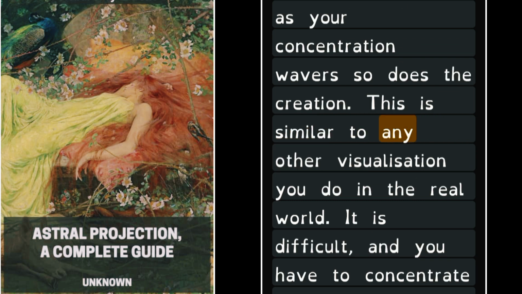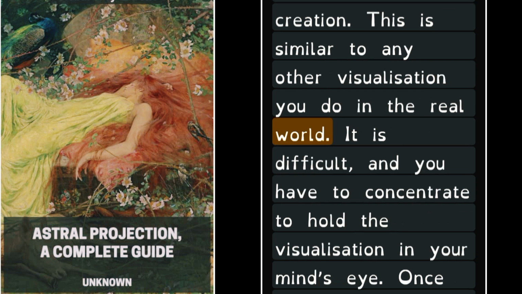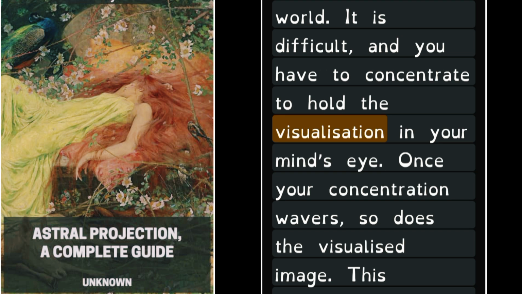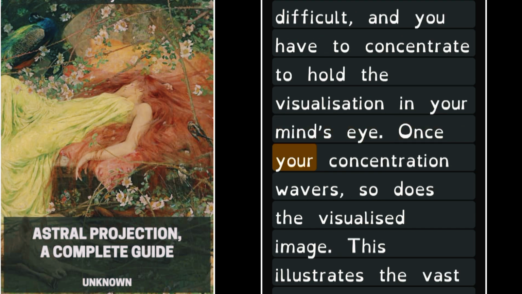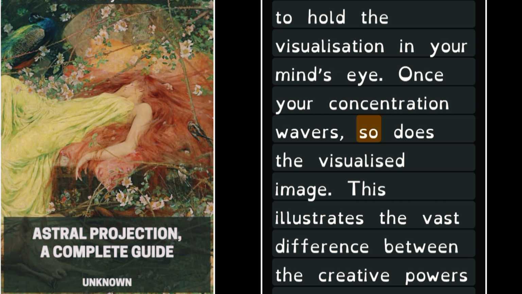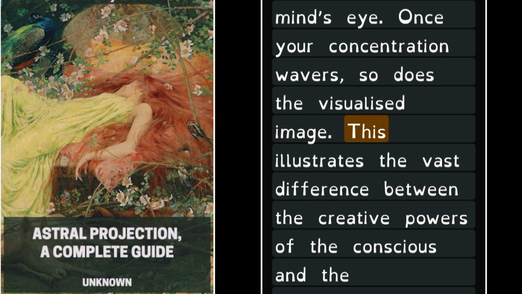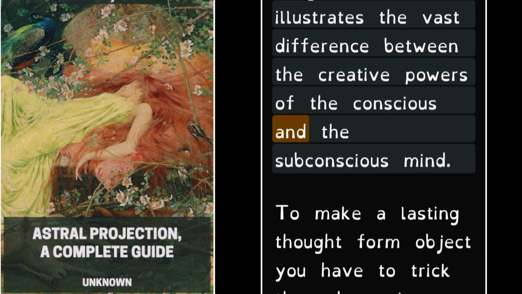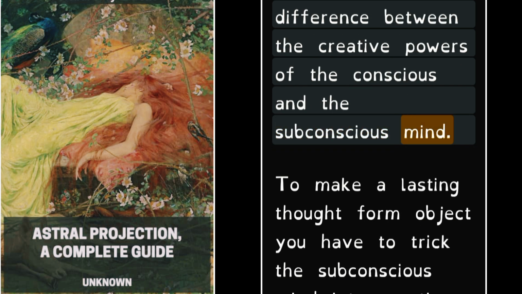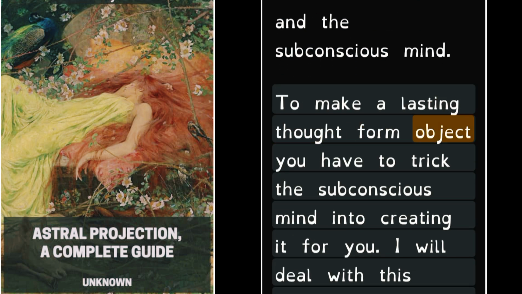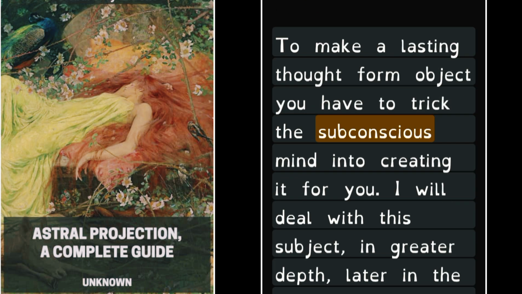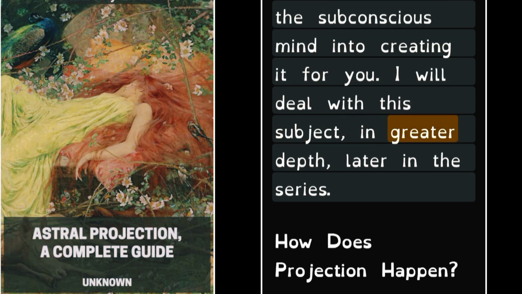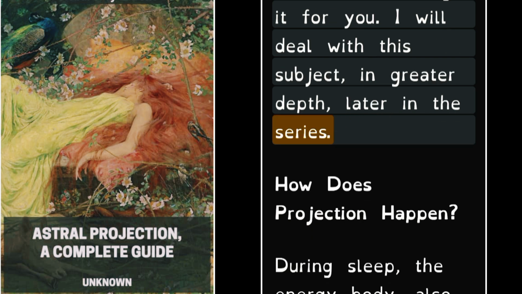This is similar to any other visualization you do in the real world. It is difficult, and you have to concentrate to hold the visualization in your mind's eye. Once your concentration wavers, so does the visualized image. This illustrates the vast difference between the creative powers of the conscious and the subconscious mind. To make a lasting thought form object, you have to trick the subconscious mind into creating it for you. I will deal with this subject in greater depth later in the series.